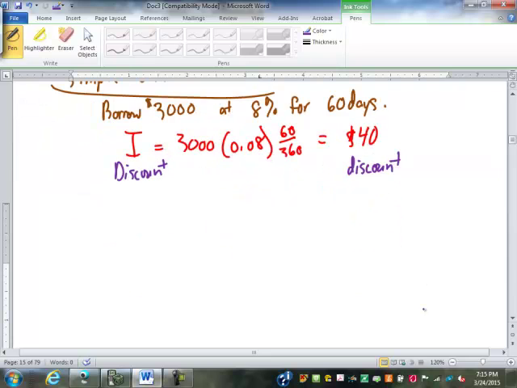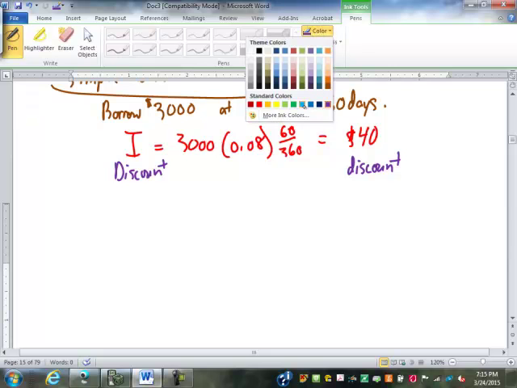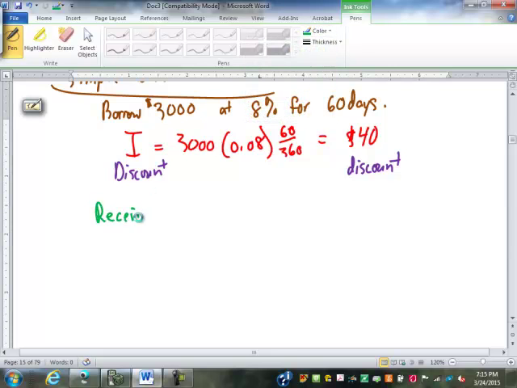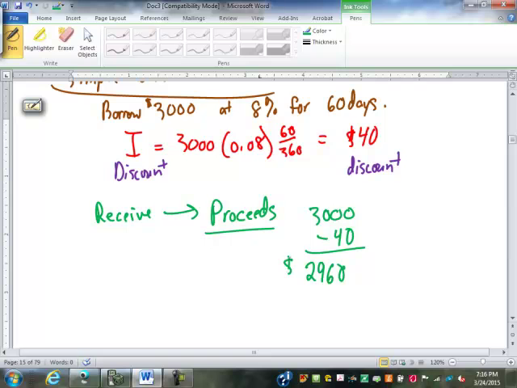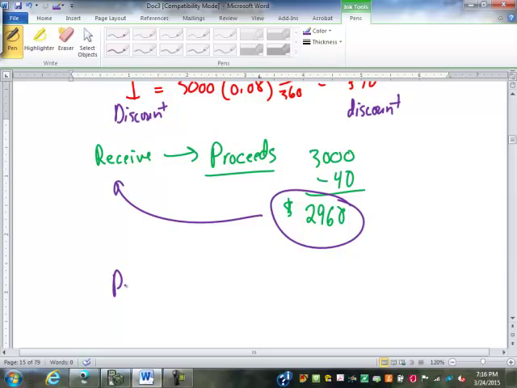So what that means, you will not receive $3,000. It's a $3,000 note, you will not receive $3,000. What you will receive is something called the proceeds. The proceeds are the $3,000 principal or $3,000 face value minus $40. You're going to receive $2,960. That's what you're going to receive. How much do you think you're going to pay back? You pay back the face value, $3,000.